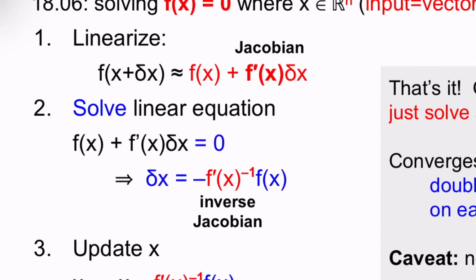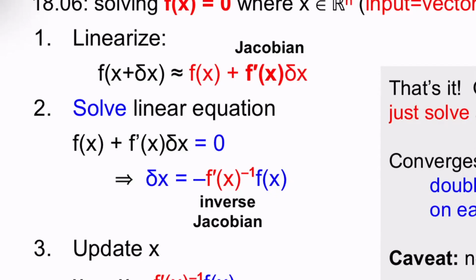Now delta x: you move f to the other side and multiply both sides by f prime inverse. Delta x is minus f prime inverse times f of x. So it's just the inverse of the Jacobian matrix times f with the minus sign. And that's our new x: the original x plus this delta x, which should give us a root if it were linear. So the new x is x minus inverse Jacobian times f. You solve one linear equation with a Jacobian and you get your new x.